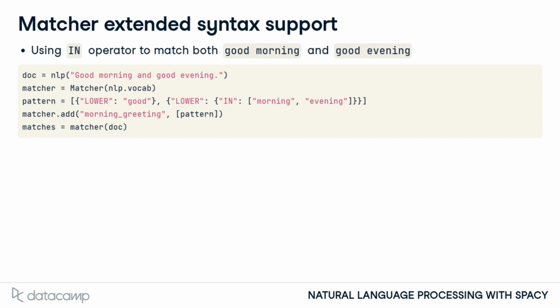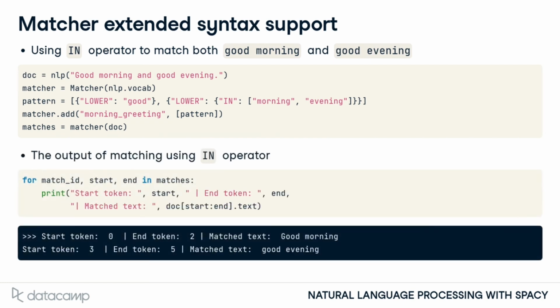For instance, if we want to match both lowercase good morning and good evening patterns in a text, we can use a single matching pattern and the in operator. In this case, the pattern will be a list of two key value pairs. The first one is within curly brackets, key of lower, value of good, and the second one is within curly brackets the key of lower and value, which itself is a dictionary with a key of in and a value of a list of morning and evening.